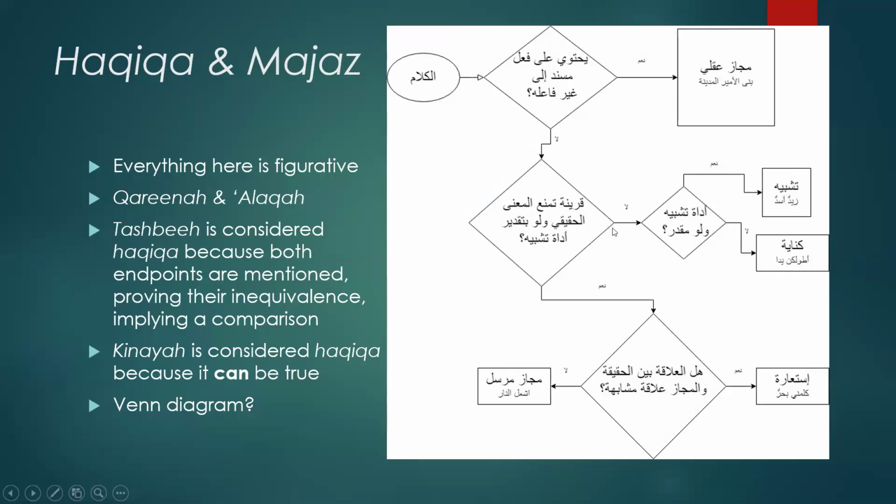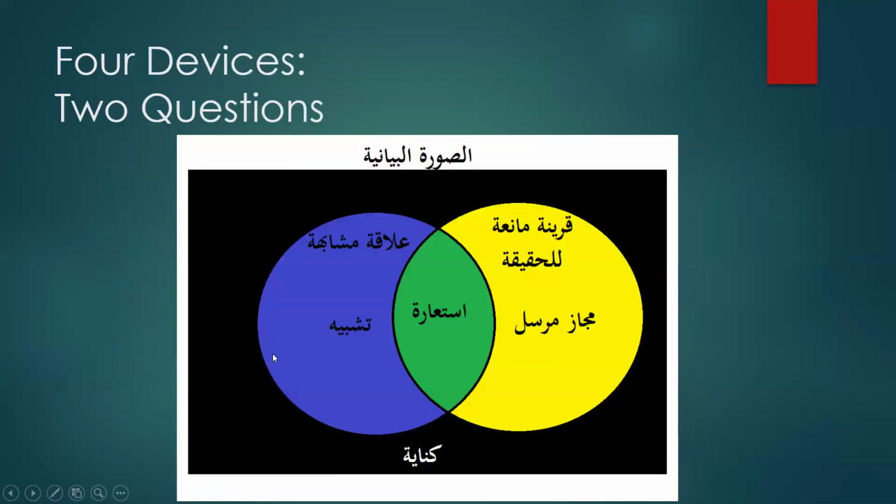If it's literally true, the question asks actually, is there a qarina that stops it from being haqiqa? Is it a haqiqa? If yes, then is it mushabaha? Then it's tashbih. If no, it's kinaya. Is it a haqiqa? No. Then is the relationship mushabaha? If yes, then it's isti'ara. Otherwise, it's majaz. So you have two questions, four possibilities. We'll take a look at this.